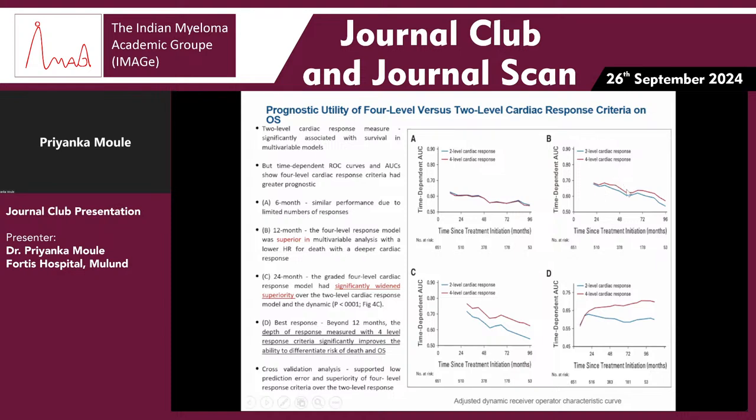At 12 months, we can see there is an improvement in survival discrimination using the 4-level cardiac response. And in the C graph, there is clearly a significantly widened superiority of the 4-level cardiac response compared to the 2-level. In the D graph, they compared beyond 12 months, as the depth of response increases. At that time point, the 4-level cardiac response was better able to discriminate survival than the 2-level cardiac response.